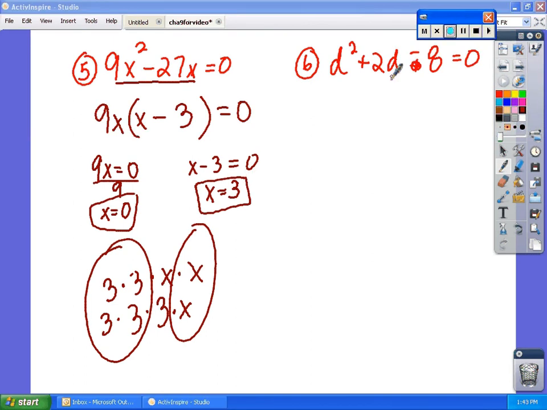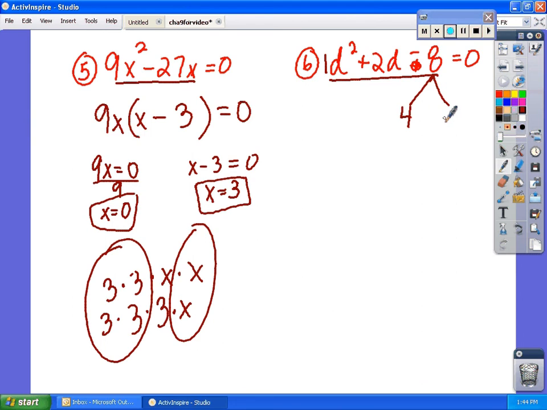Next one, it's already a quadratic, it already equals 0, so I just have to figure out what type of quadratic this is. It's that trinomial in that form where the a is 1, and it's ax squared plus bx plus c. So I can just find the factors of -8 which add to +2, which would be 4 and -2. So I can factor it into d plus 4 times d minus 2, which again equals 0.